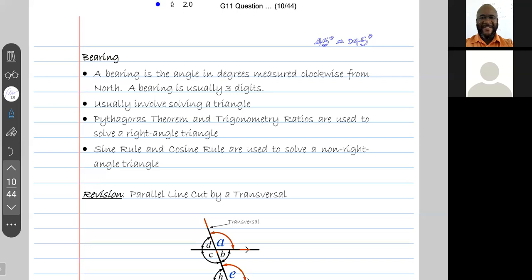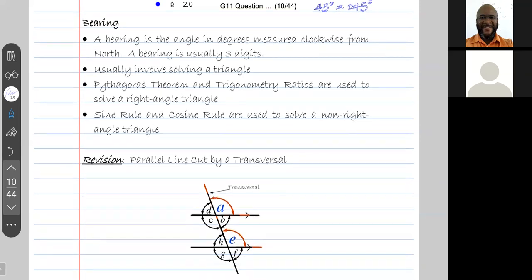Now, a bearing question usually involves solving a triangle. And guys, by now everybody should know that to solve a right angle triangle, the tools are Pythagoras theorem and the trig ratios. And to solve a non-right angle triangle, your tools are the sine rule and the cosine rule.